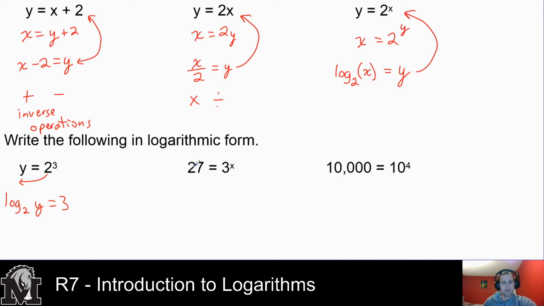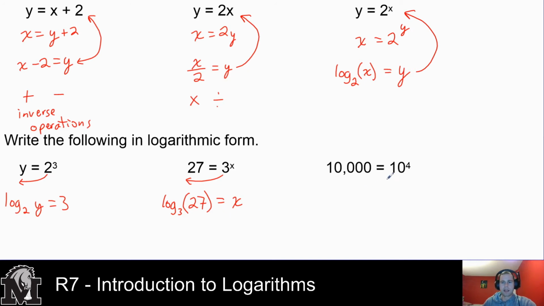So to put this in logarithmic form, we're going to do the same thing. This 3 has to move over to the other side. So we have log base 3 of 27. Again, these brackets are optional, but you can put them there if you like. I didn't put them in the first one around the y, but I could have. And then the exponent ends up right there.